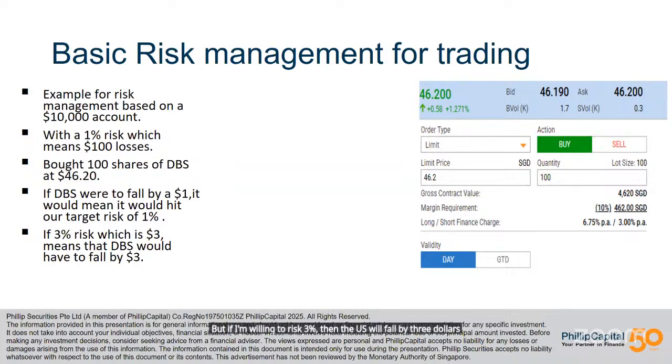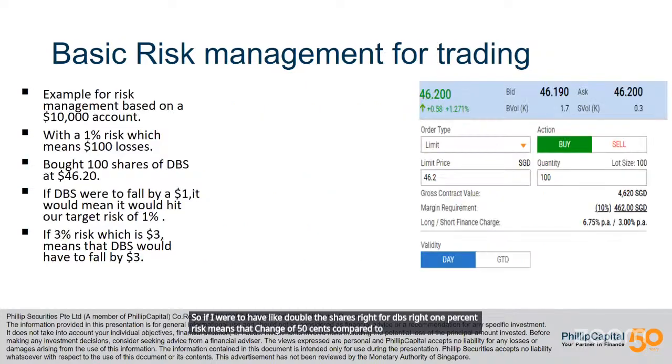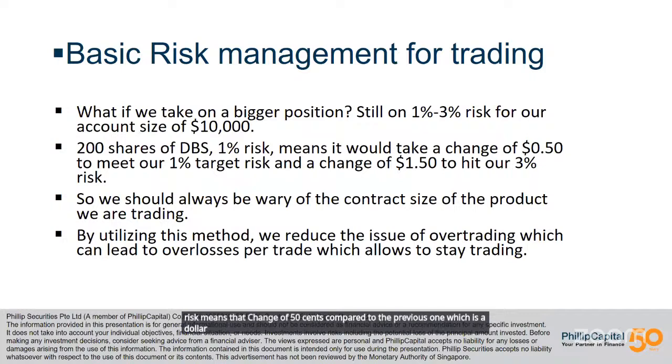So this is understanding position sizing. For the next example, it will be the same thing, but what if we take on a bigger position? With leveraging, we can take on a bigger position, but the 1 to 3% risk will change. If I have double the shares for DBS, 1% risk means a change of 50 cents compared to the previous one, which is a dollar. Reduce it by half, then we will meet our 1% target risk. And a change of $1.50 will hit our 3% risk.